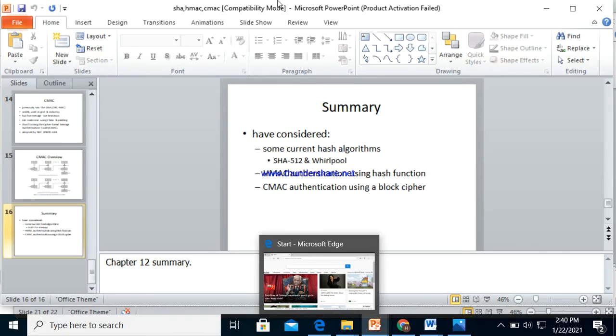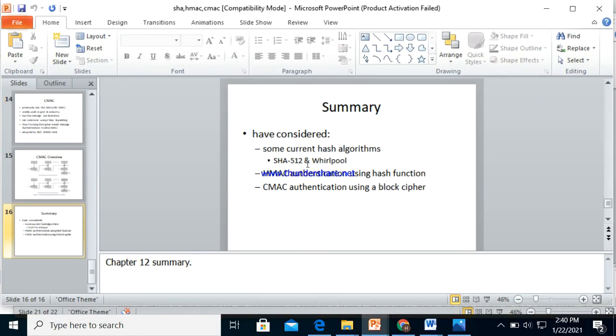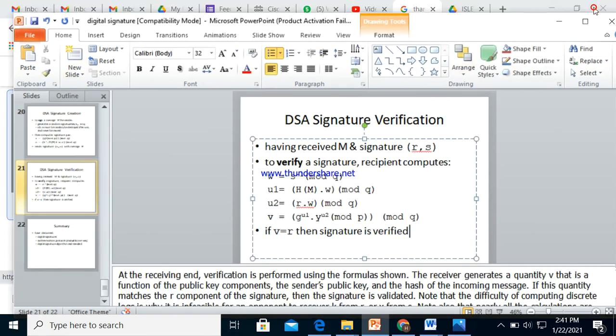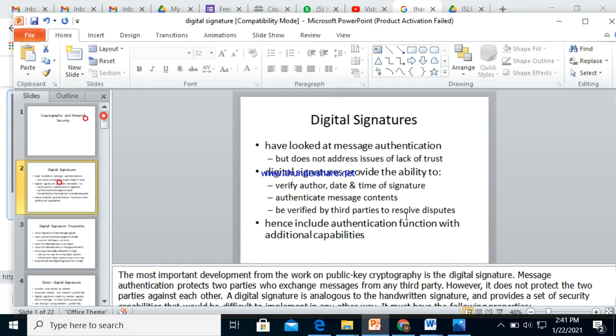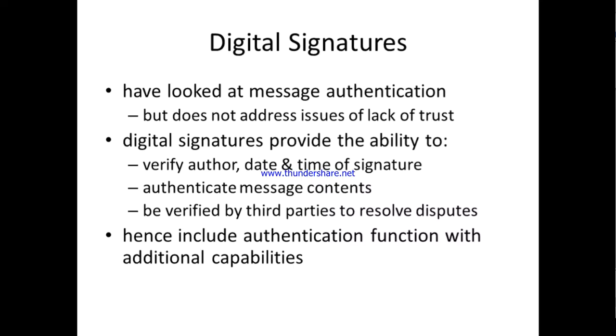So this is what we have seen, right? In the last class we have seen the SHA. You don't have the Whirlpool algorithm. Okay, we have seen HMAC and CMAC, right? So this is about the message authentication codes. Other than these, we have the digital signature. One more concept is the digital signature.